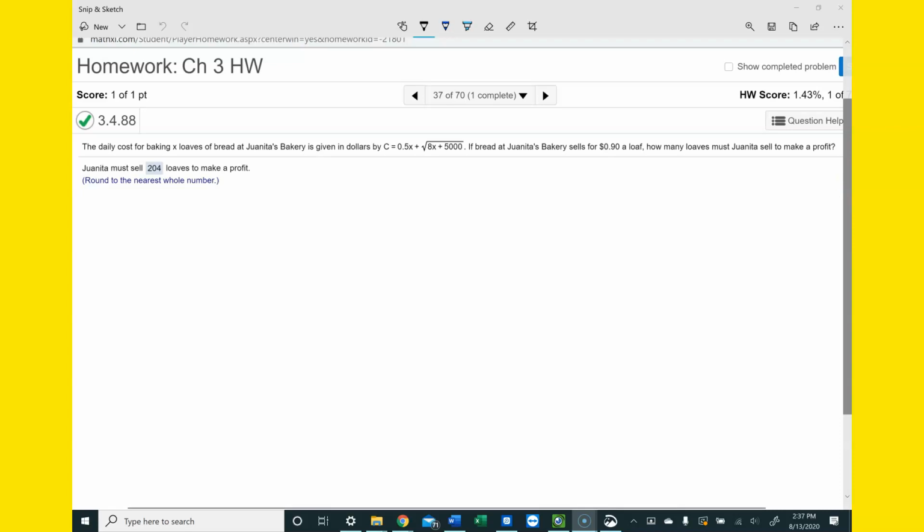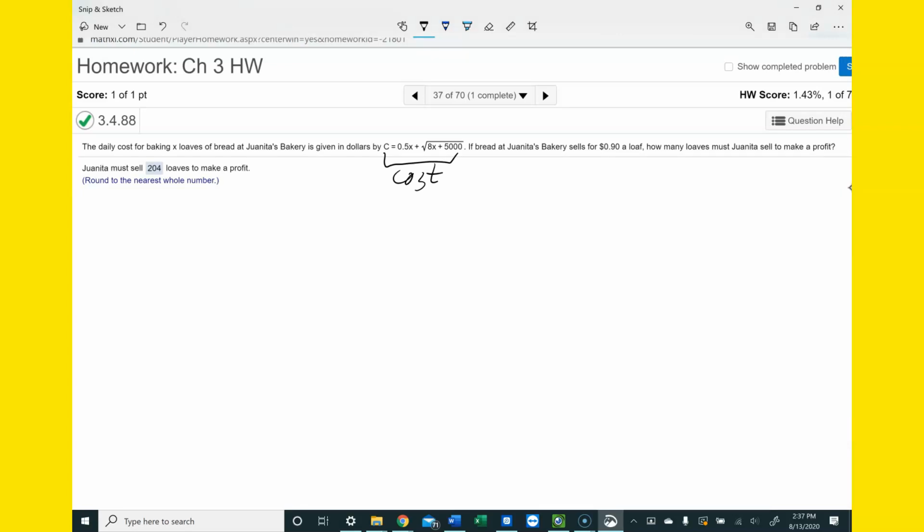Looking now at a word problem. Daily cost of baking x loaves of bread at Juanita's Bakery is given by this function. So we have a cost function. Bread sells for 90 cents a loaf. How many loaves must Juanita sell to make a profit?